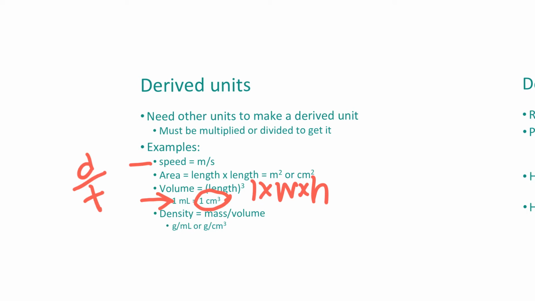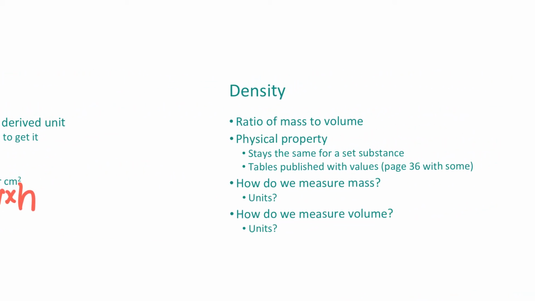So again, mass, most likely in this class, we're going to deal with grams and not really kilograms. Volume could be milliliters or it could be centimeter cubed. So that's why you see both options for density. If you Google a density for a substance, you might see different units posted for the density. So it just depends how they were measured, which again, we'll talk about.